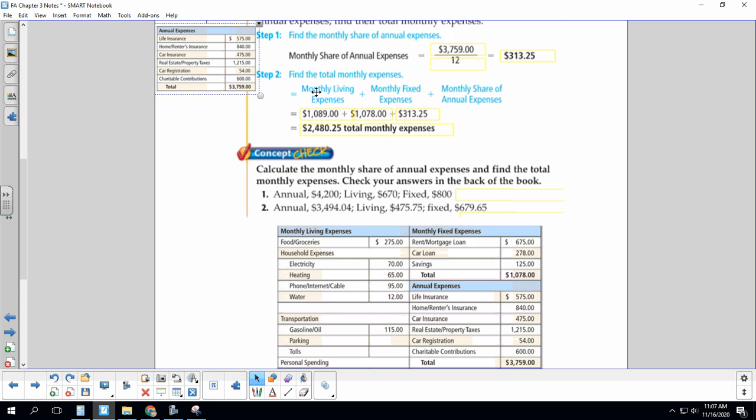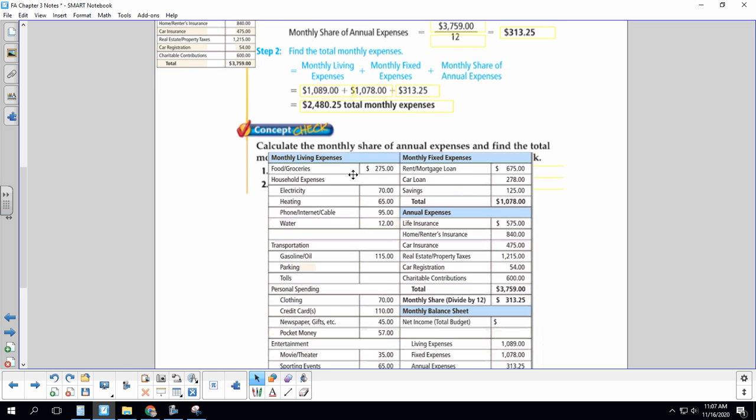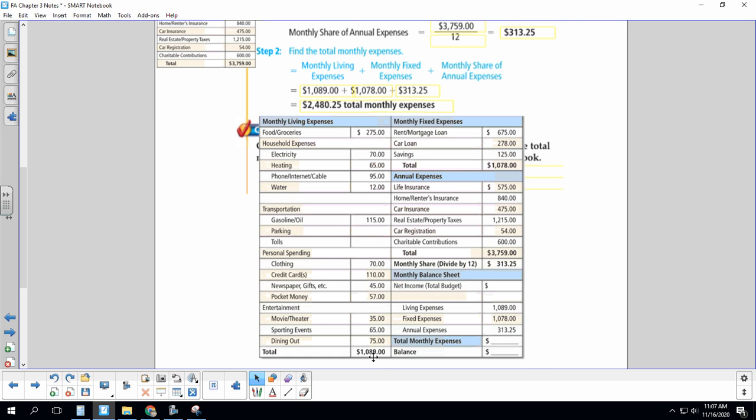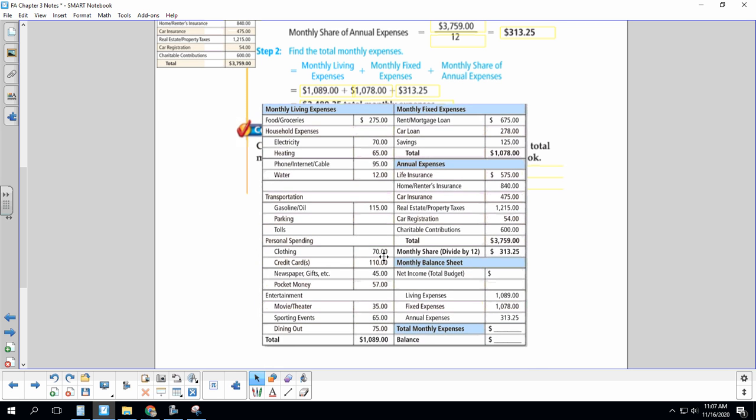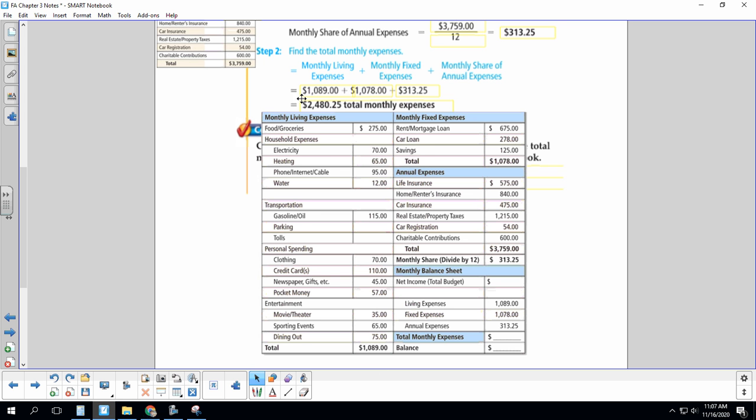So now we're going to add that to our monthly expenses, and just so that you know that these numbers aren't floating out of everywhere. Our monthly living expenses are, when you add up all of our monthly expenses, you get $1,089. When you take our fixed expenses, our mortgage, car loan, and savings, and you add them together, you get $1,078. And then you take our annual expenses divided by 12, so just for that month, and you add them all together. So in total, our expenses are $2,480.25.